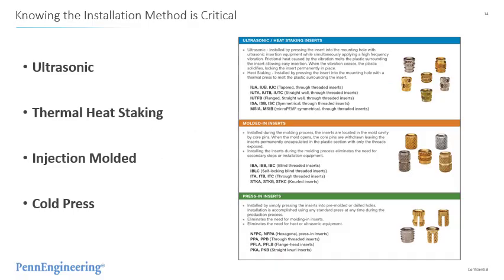Knowing the installation method is critical. It's one of the first questions you want to ask: what installation method do you have at your disposal? So in our catalog, we classify these in 3 categories. On the left, you'll see 4 bullet points, but it's because the ultrasonic and thermal heat staking method will use the same insert series. Next, you have your injection molded insert series or installation process. And last, your cold press. And we're going to go over each method in subsequent slides.